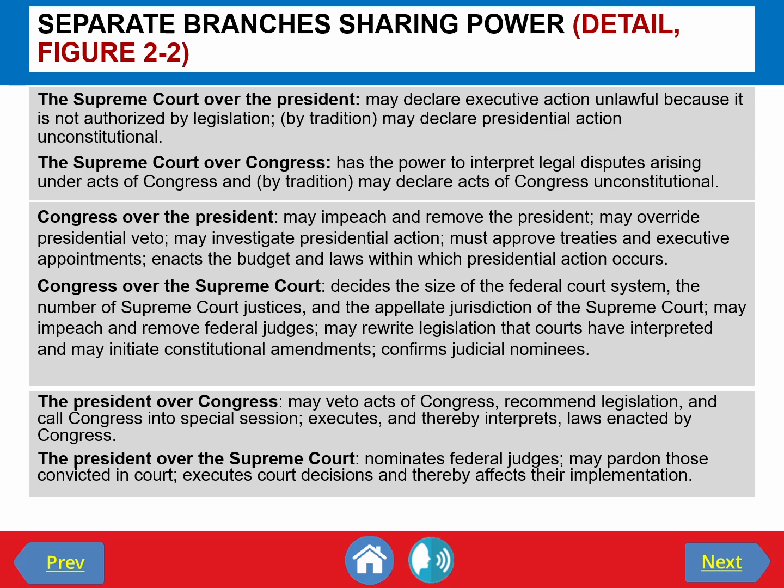The president may exercise checks over Congress by vetoing acts of Congress, recommending legislation, though he or she lacks the power to introduce such legislation for formal consideration by Congress. Only a member of Congress may do that. The president can call Congress into special session, which is rarely done, and executes and interprets laws that have been enacted by Congress. And, lastly, the president may exercise checks over the Supreme Court by nominating federal judges, pardoning those convicted in federal court, executing court decisions, and thereby affecting how those decisions are implemented by the executive branch.